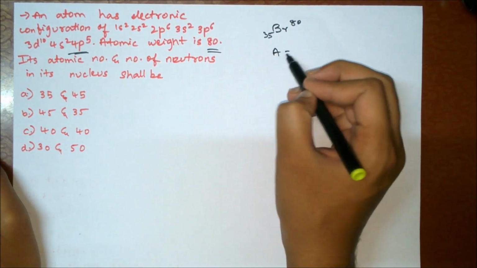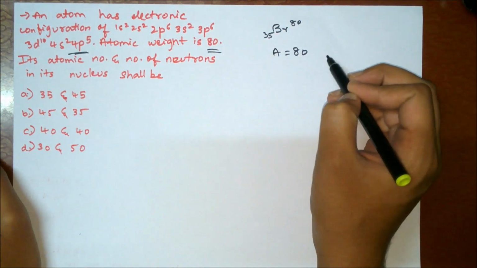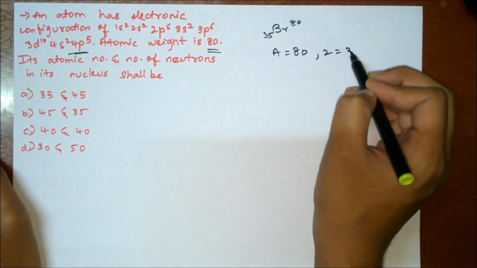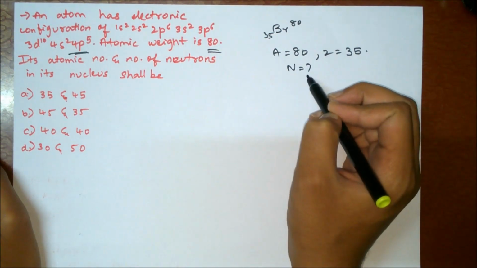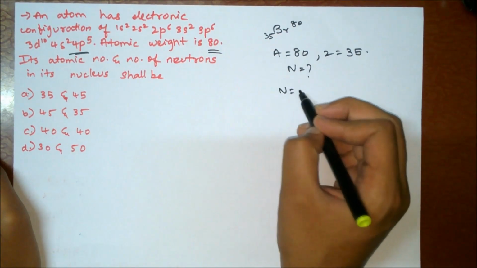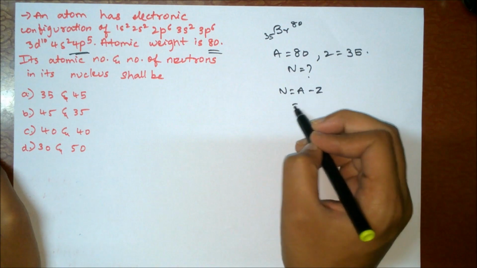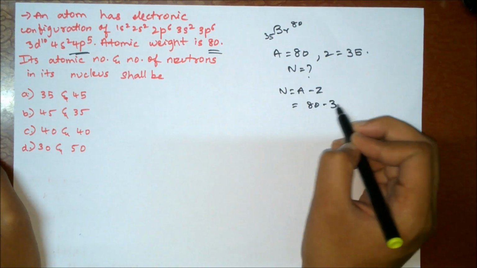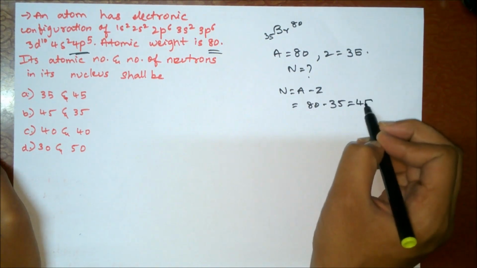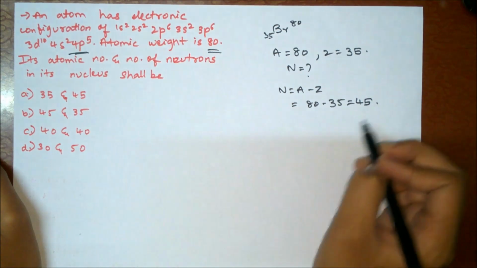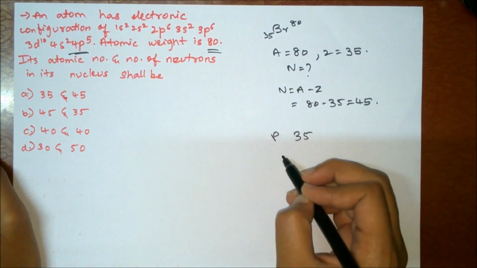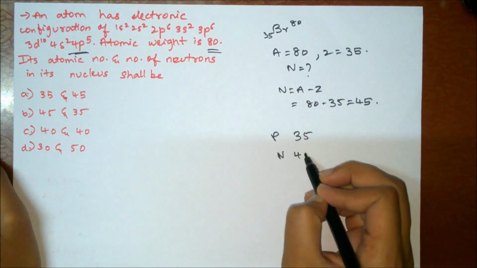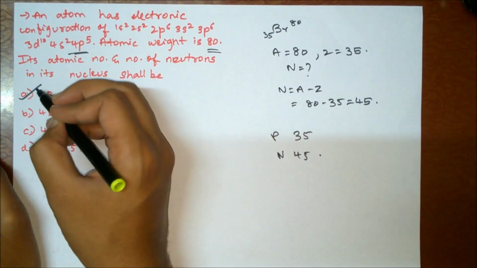So mass number A is 80, Z is 35. So we have to find now the N, which is the number of neutrons. So N is equal to A minus Z is equal to 80 minus 35, which is 45. So the number of protons is 35 and the number of neutrons is 45. So option A is the correct answer.